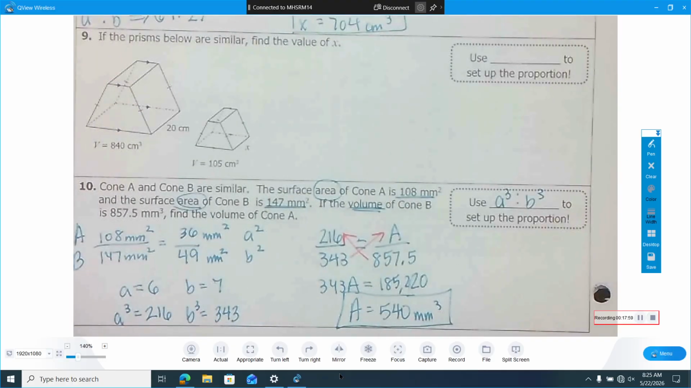Okay, you have questions for me? So today is all about setting up proportions. I'm going to switch to a Delta Math problem right now because they are a little bit different, so you can see what to do there.